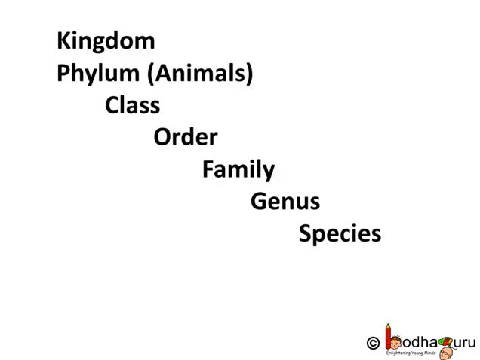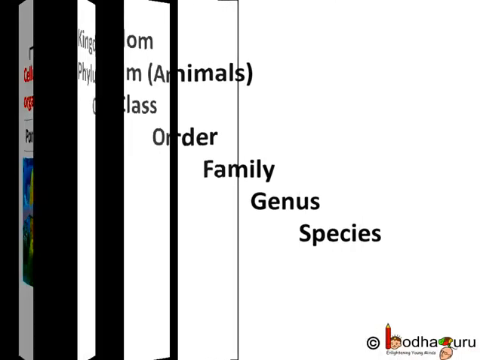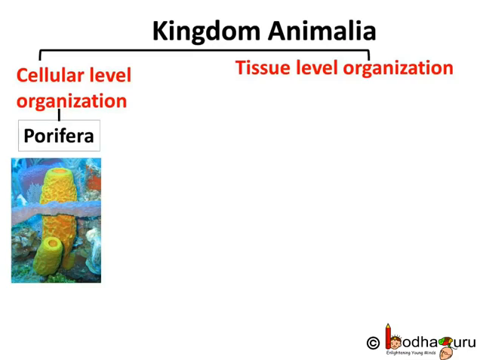Let us understand how to arrive at different phyla of the animal kingdom, starting from the very basic characteristic. At first, the animal kingdom is divided into phylum based on very basic body design. First we see whether an animal has proper tissues or not.